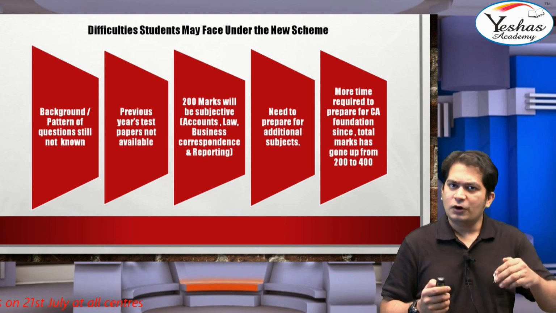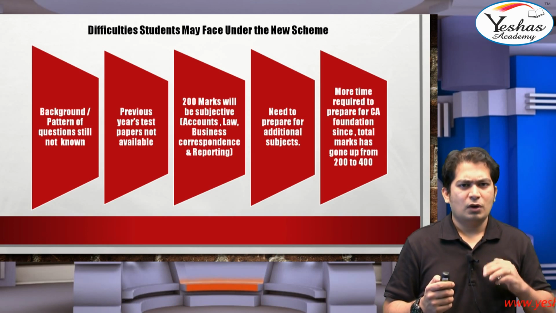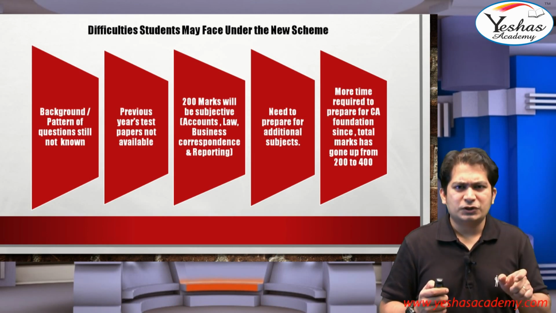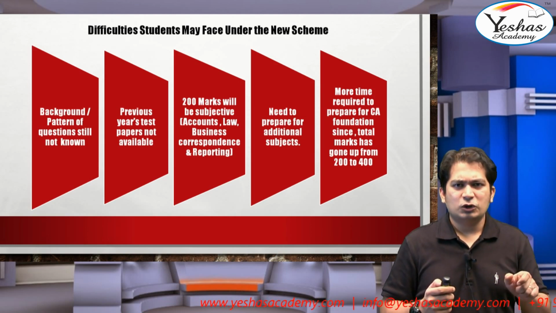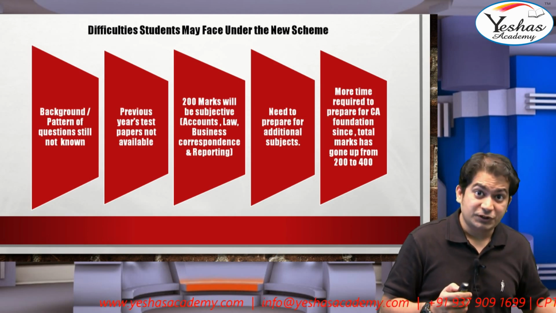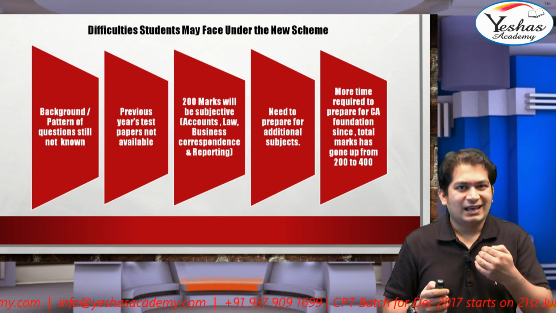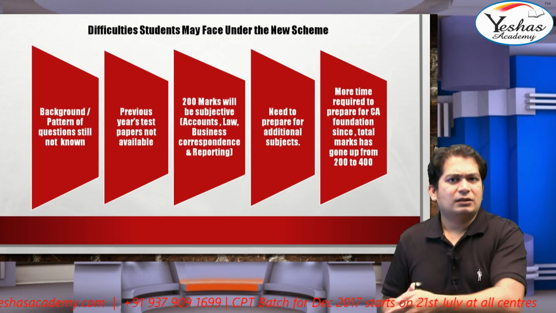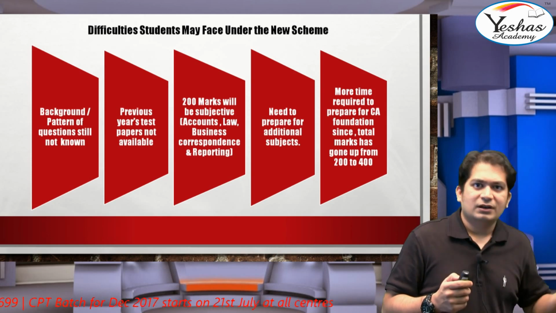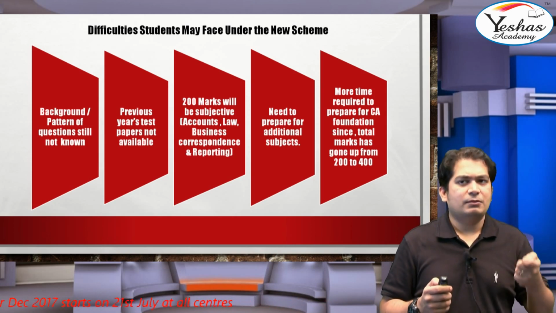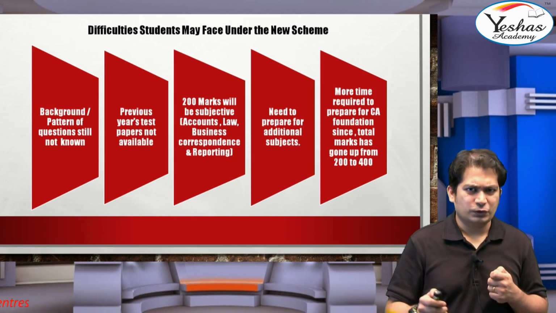For example, if you are appearing for CPT, the Common Proficiency Test, in the old scheme, you know the pattern of questions, how many difficult, medium and easy questions are asked in every subject. So you can prepare that way. Previous years' questions are repeated frequently. Clear? But you don't have these advantages under the current scheme. At least after 2 examinations, you will have the previous years' papers available to you. So that can pose great difficulty to the students.